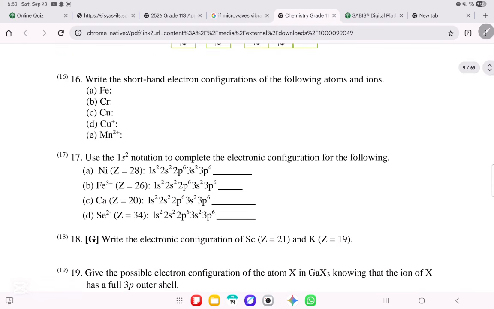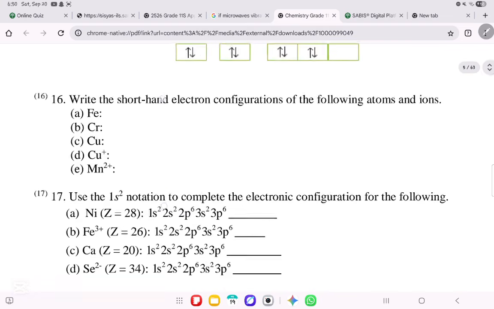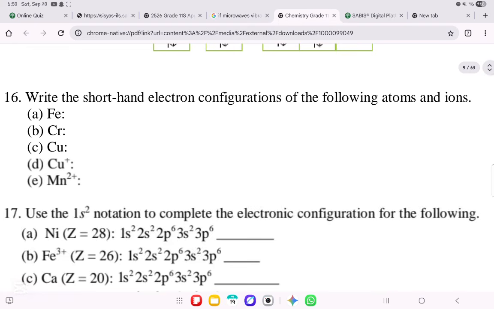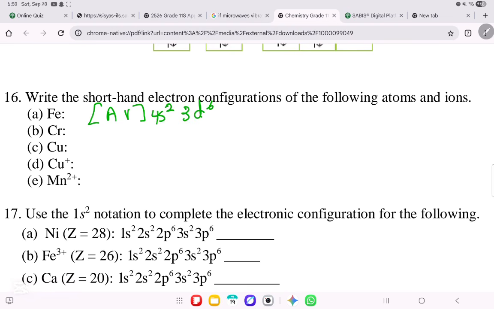Write the shorthand electron configuration for the following atoms and ions. I'm not gonna go too deep. You guys are supposed to know how to do them. For example, Fe is argon 4s2 3d6. Chromium is the exception. You guys are supposed to have it memorized. So chromium is also argon, but it's 4s1 3d5. So what did they do? They took 1 electron from S and gave it to D.